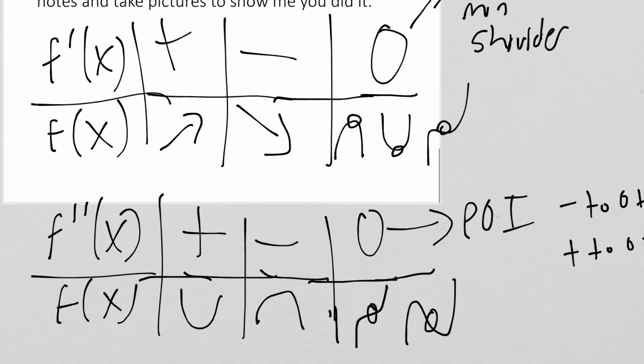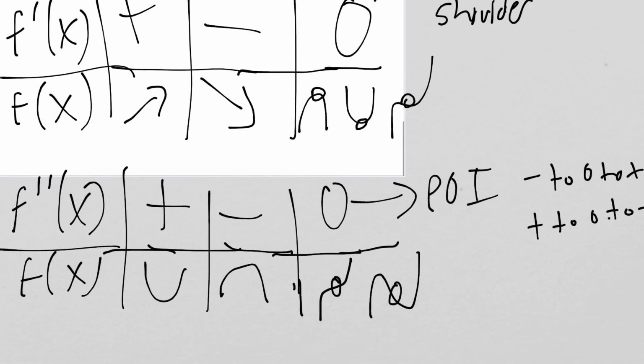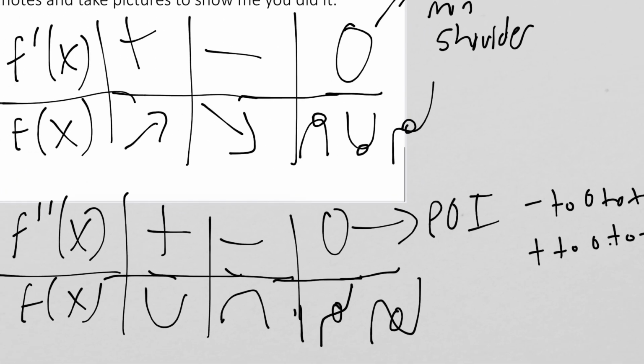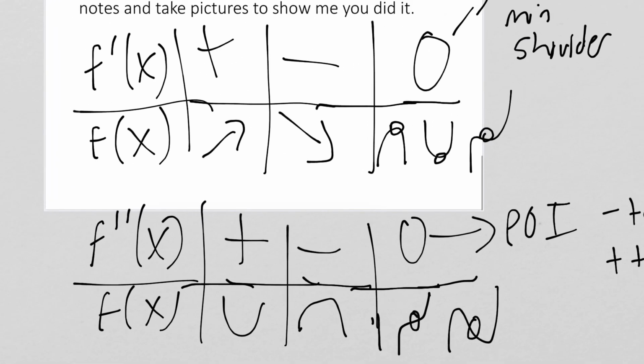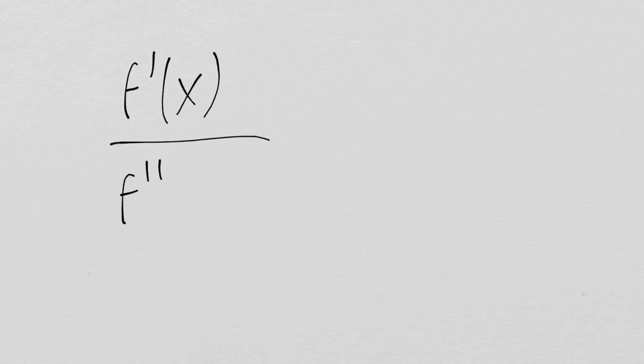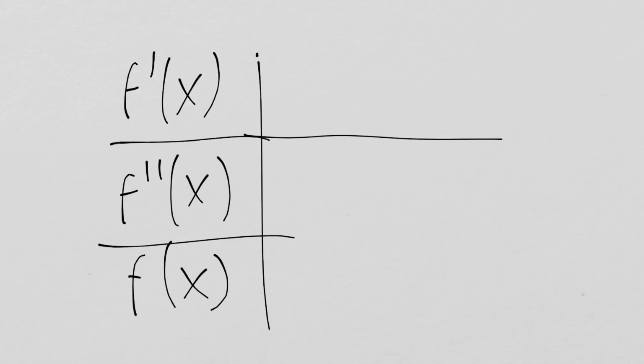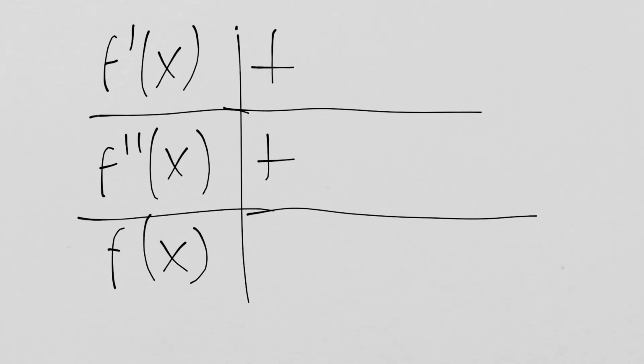Okay, now last we're just going to make one more table where we combine these. So make sure you have these copied down first. Go back and rewind if you need to. Okay, for this last one, we're going to do f prime, f double prime, and f. So let's consider f prime positive, f double prime positive. That means the function is increasing and concave up, so it would look like this.